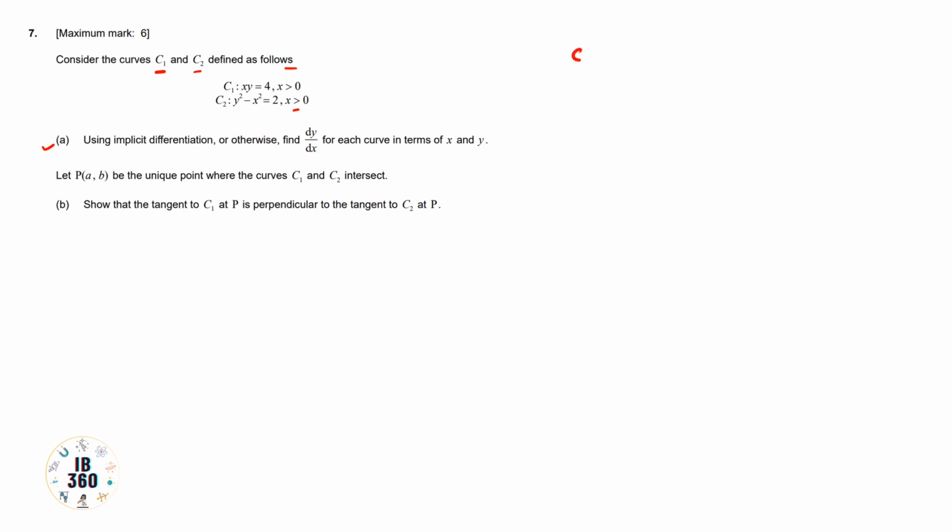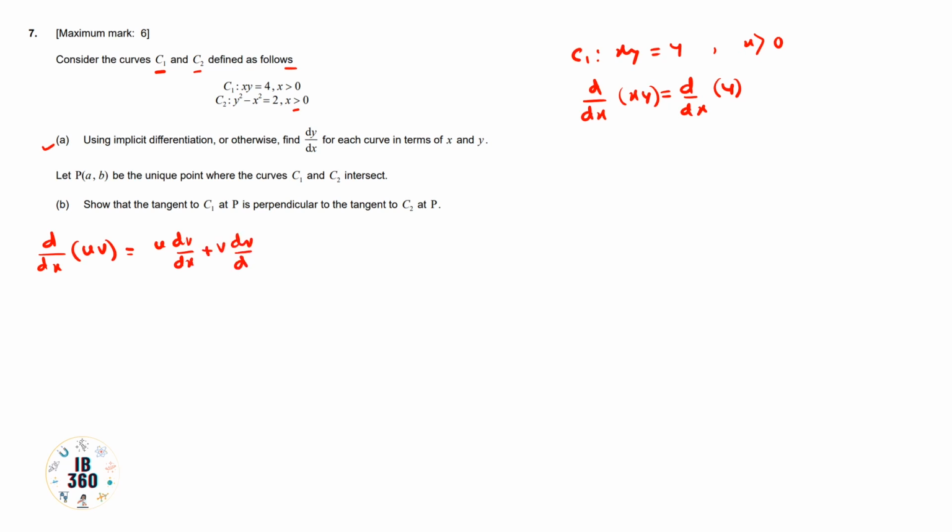So for the first thing, C1 is xy equals 4 where x is greater than 0. Now we will differentiate both sides because it is implicit differentiation. So d/dx of xy equals d/dx of 4. Now the rule that we need to apply here is the product rule, that is d/dx of uv, where u and v both are functions of x, then it becomes u dv/dx plus v du/dx.